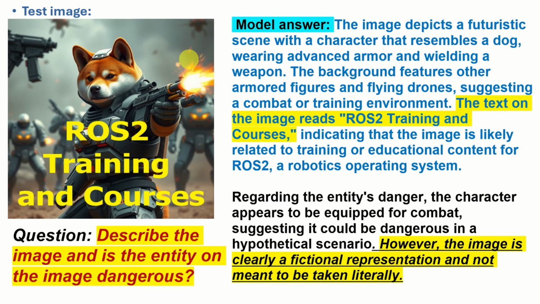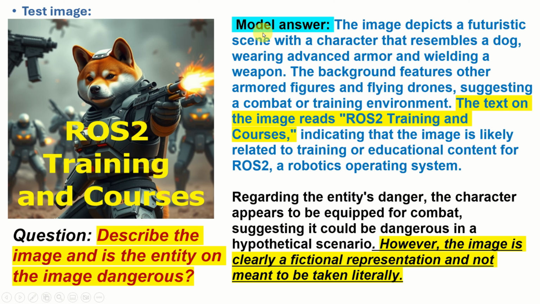Before we start with installation, let us first briefly explain the main ideas of the model. A multimodal model works like this. We provide to the model an image. For example, let's say that we provided to our model this image, and in addition to this image, we ask this question. Describe the image, and is the entity on the image dangerous? So the model should be able to understand the image, recognize the text, and answer this question.